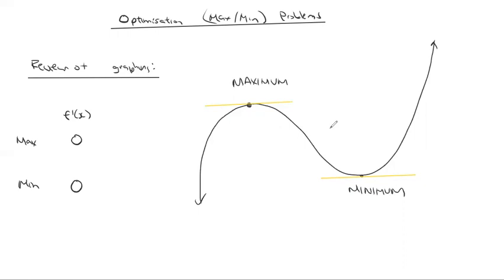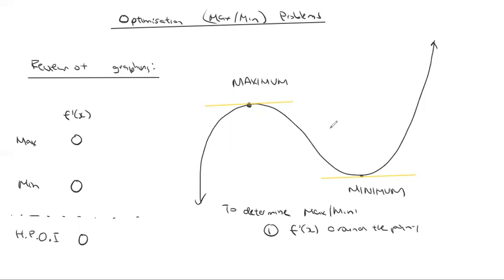Now, if the first derivative is 0, that doesn't mean it's a max or a min necessarily. It could also be a horizontal point of inflection, which we don't care about here, but that's another possibility. So we need to actually show it's a maximum or a minimum. And there are two ways to do so. One is to use the first derivative around that point. Or the second way to do it is to use the second derivative.